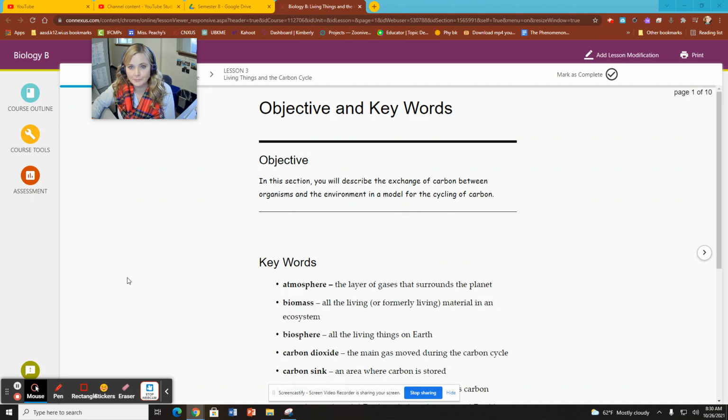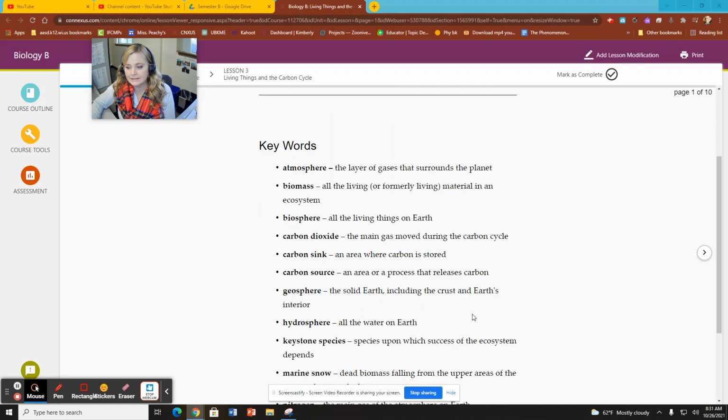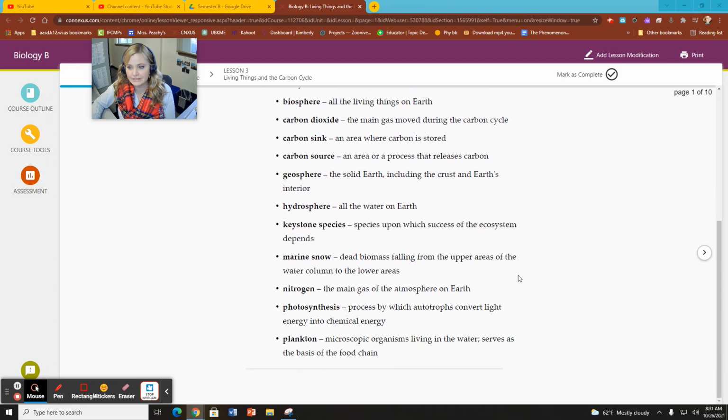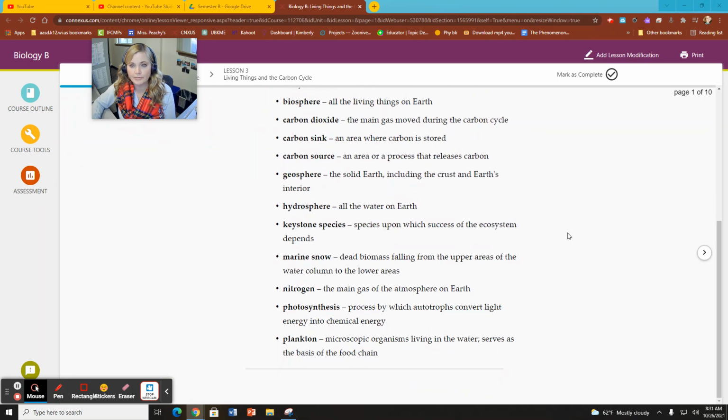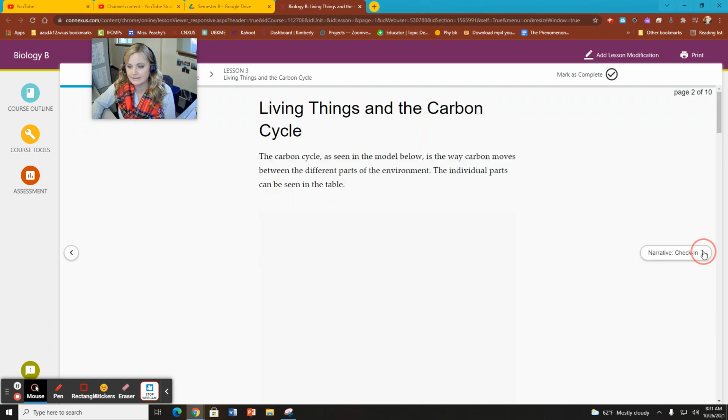Living Things and the Carbon Cycle. So we are continuing discussing the carbon cycle. A lot of this is going to piggyback off of what we did in Lesson 2. We do have a few more keywords in this lesson: atmosphere, biomass, biosphere, carbon dioxide, carbon sink, carbon source, geosphere, hydrosphere, keystone species, marine snow, nitrogen, photosynthesis, and plankton. We'll discuss the terms along with the concepts in the upcoming slides.